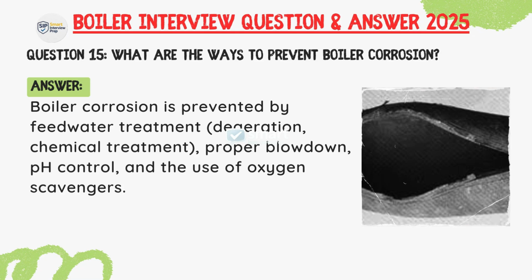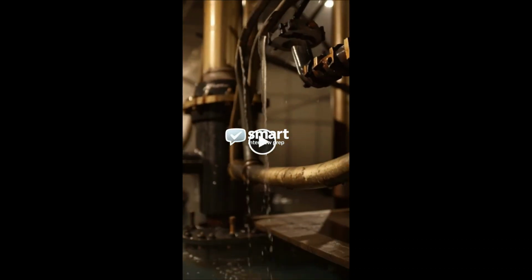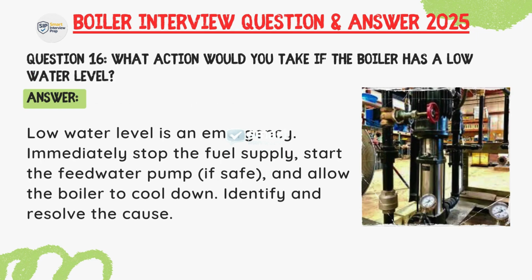Question: What are the ways to prevent boiler corrosion? Answer: Boiler corrosion is prevented by feed water treatment like deaeration, chemical treatment, proper blowdown, pH control, and the use of oxygen scavengers.